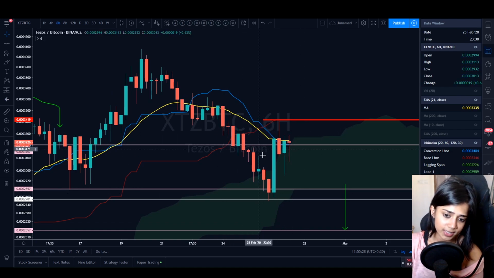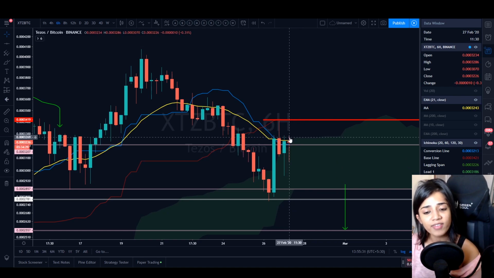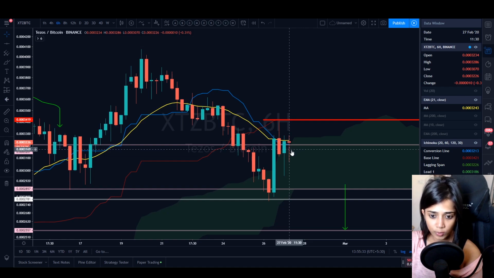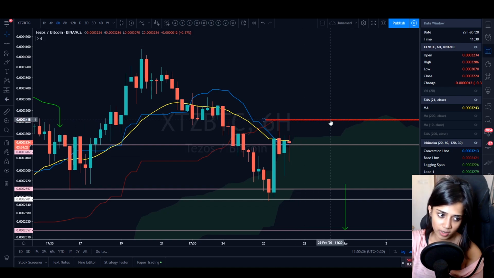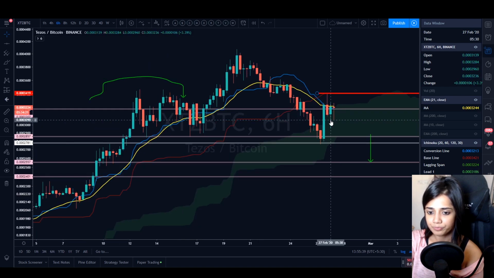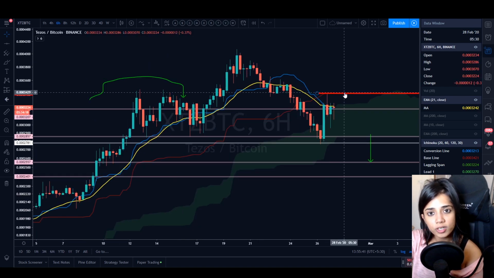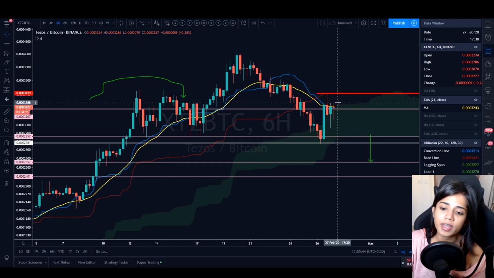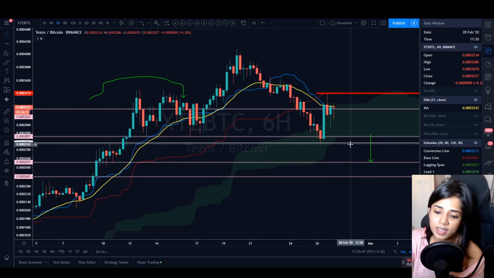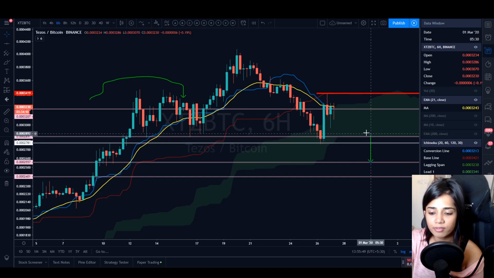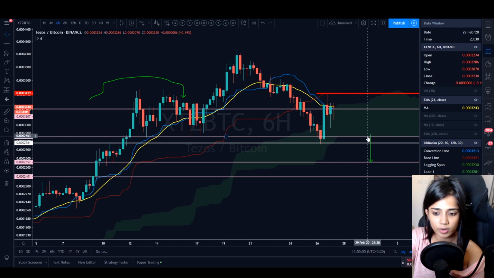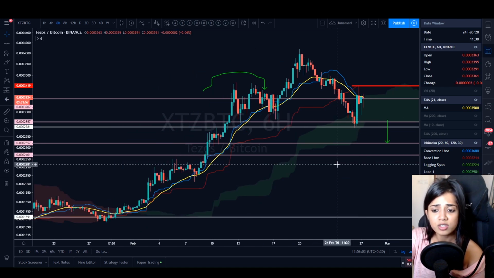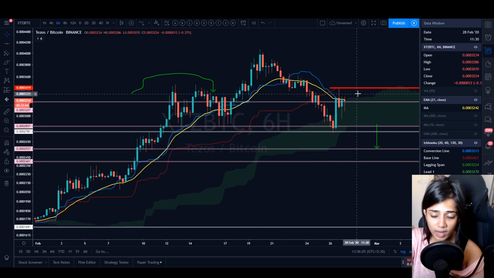Now, once again, we're testing that 6-hour 21 EMA. If we have a convincing close over that 21 EMA, I think the next level, like I said, is right here at 3418 sats. Taking this out would propel Tezos into more bullish territory. Getting rejected there sends Tezos back down. And I think the next support that will be contested again is 2857 sats all the way down to 2786 sats, which is also in line with the bottom of that 6-hour cloud. So definitely something to note, but that's what I am going to be looking for.